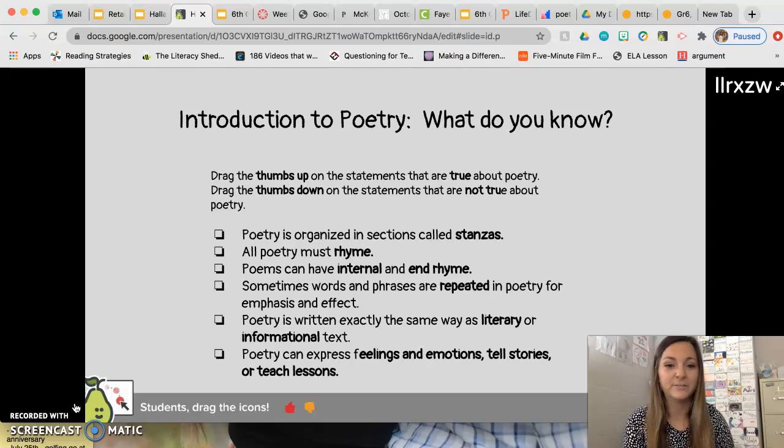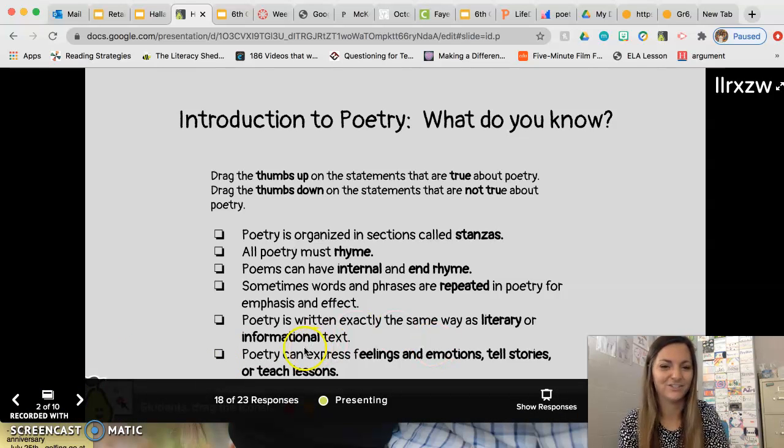Next one, poetry is written the exact same way as literary or informational text. That is false. Even though it could have a plot and it could be fictional, or it could be a true story, it could be a biography of someone's life, the format and the structure of how it's written is a lot different than in your typical literary or informational text.